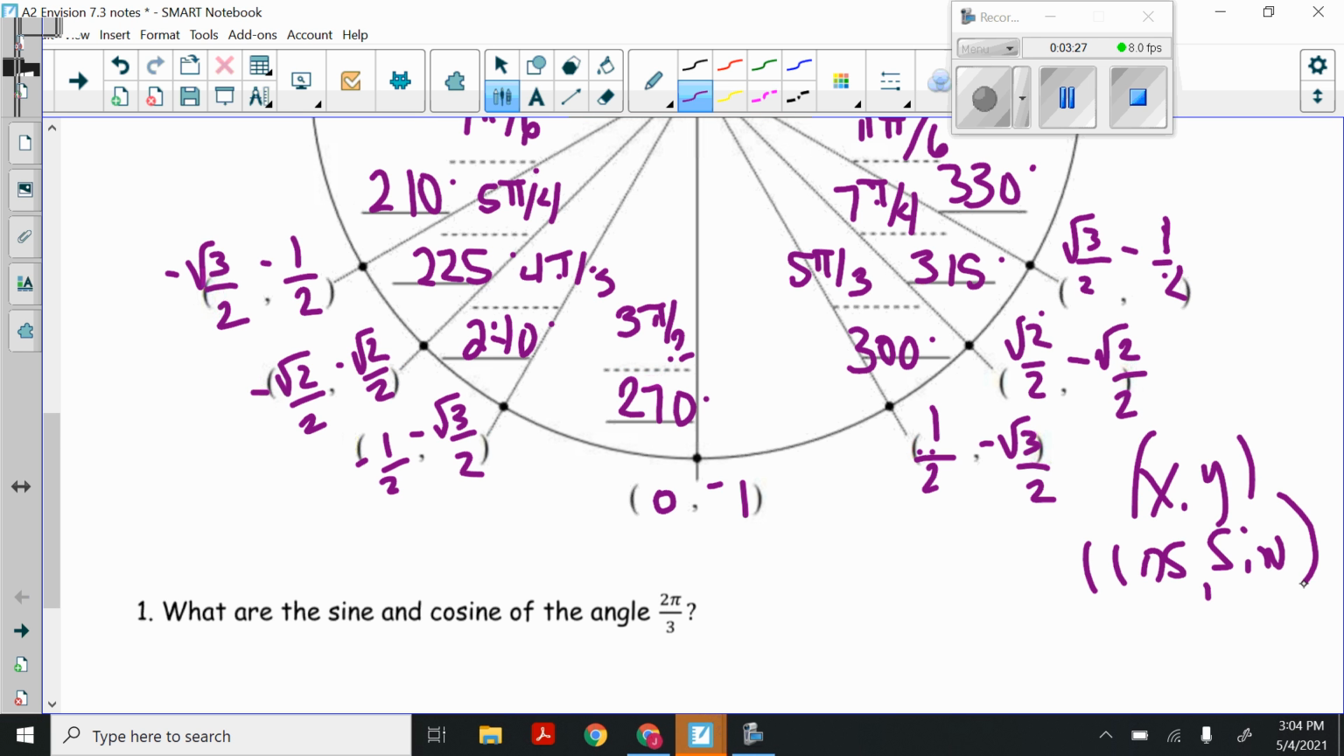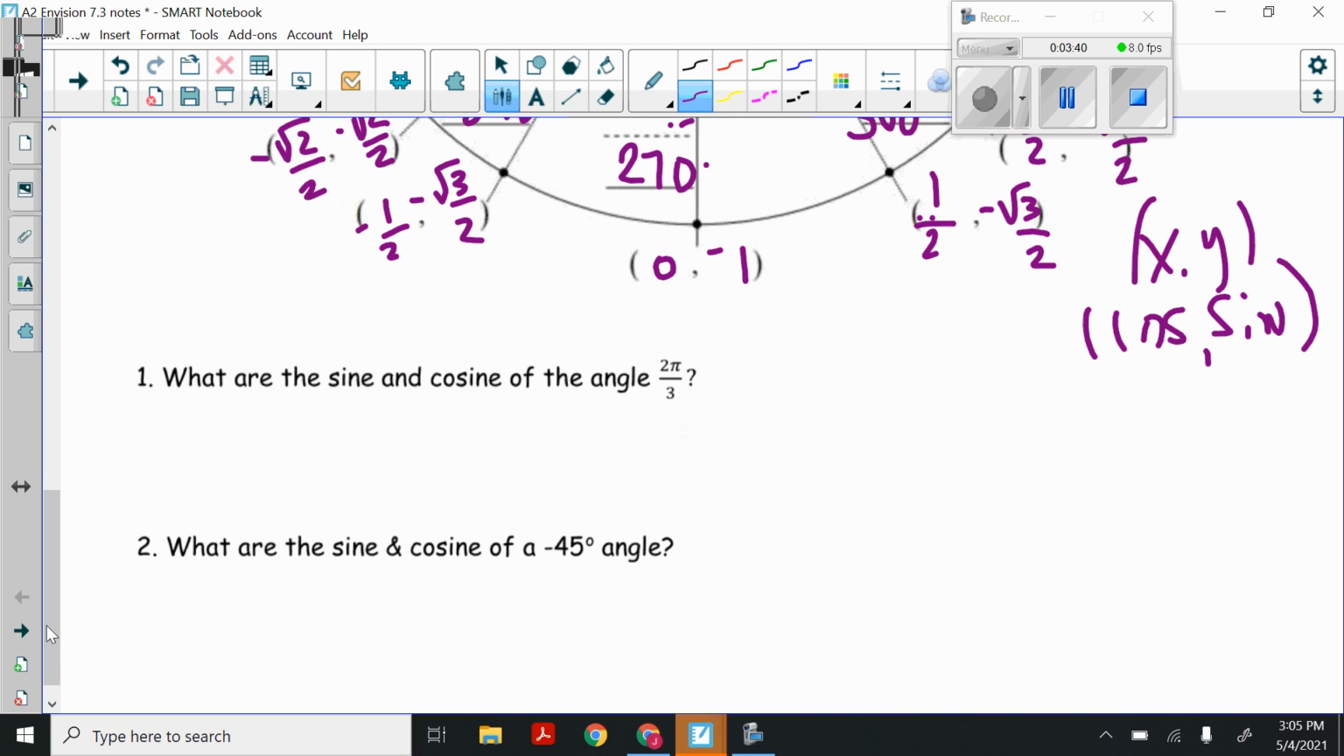So today's lesson is all about using that unit circle to find the exact value of any angle that is on that unit circle. So number 1, what are the sine and the cosine of the angle 2 pi over 3? So I want the sine of 2 pi over 3 and the cosine of 2 pi over 3.